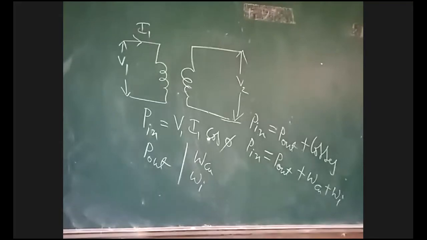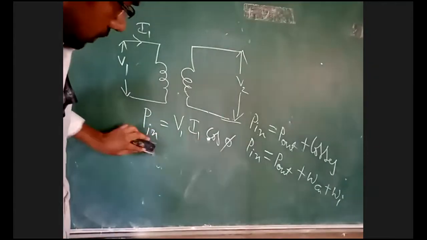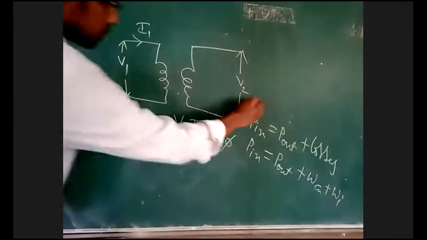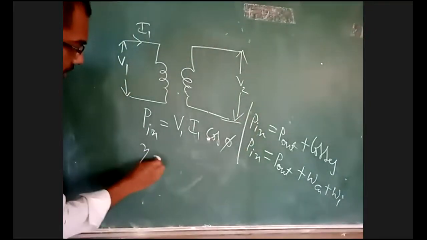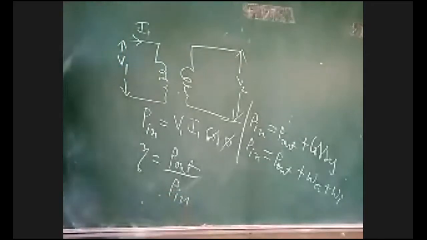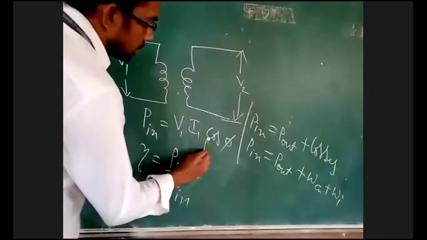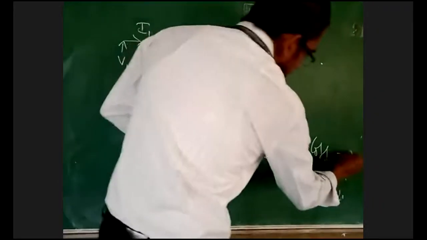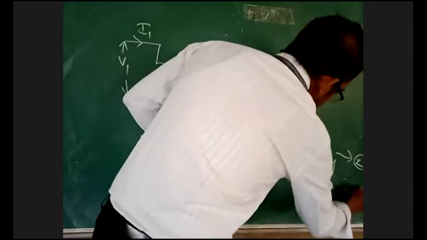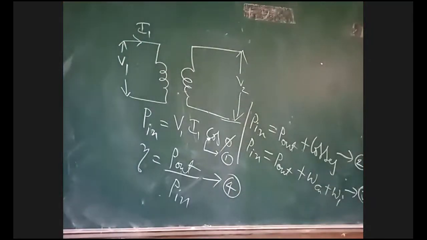Now I'll write the efficiency formula. See here. Efficiency is equal to output power by input power. Let it be equation 1, equation 2, equation 3, equation 4. Write down the equations.